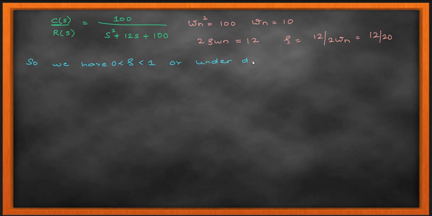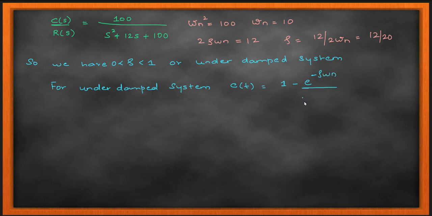So on computing, I can substitute that denominator. I can get my omega n square equal to 100, and then my 2 zeta omega n is equal to 12. Then we have my zeta to be between 0 and 1, right? So that means we have an underdamped system. So zeta is equal to 12 by 20, which is 0 point something, which is less than 1. So that is your underdamped system.